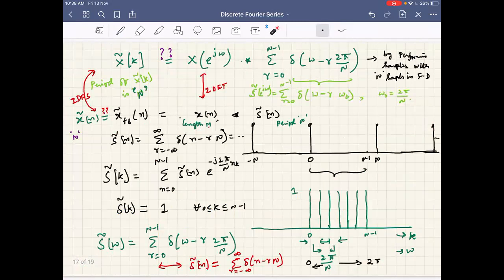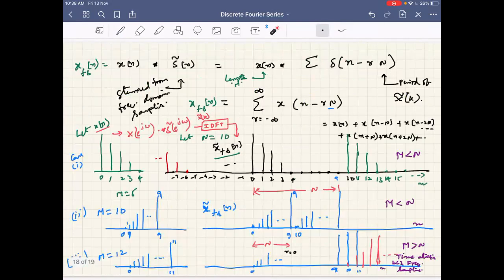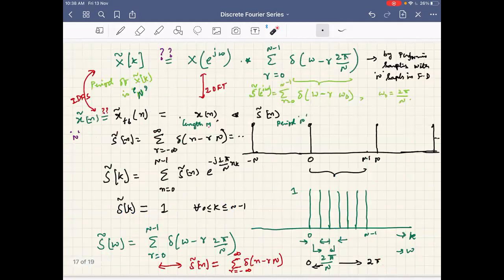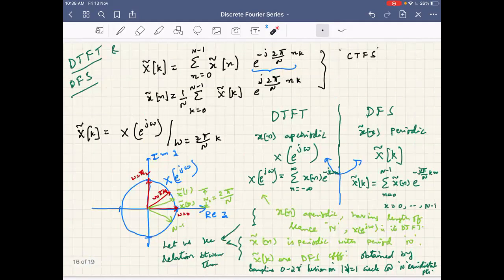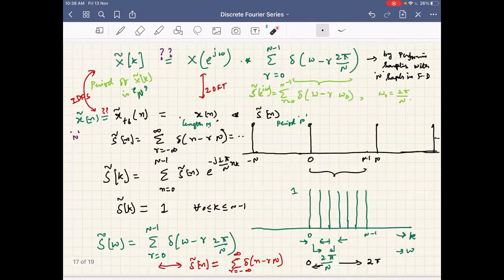I request... Sir, could you explain the sampling part one more time, sir? S of k, S of n. This one. You want me to explain? Next slide. You want me to explain what is x of n, s of k, and so on? Yes, sir. From x tilde to s of k. Right.